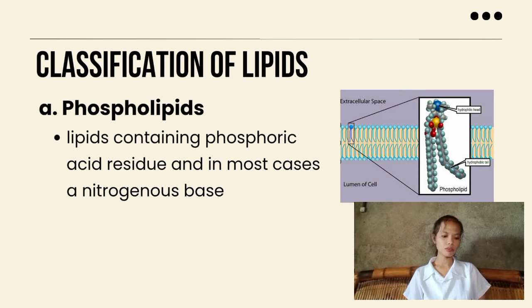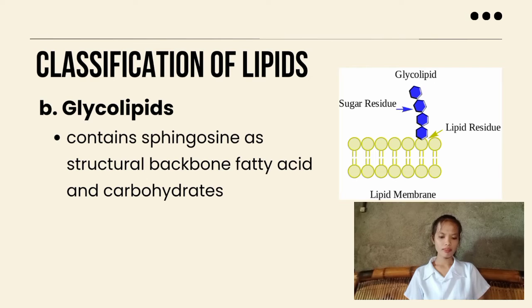Group of polar lipids that consist of two fatty acid and glycerol unit and phosphate group which is esterified to organic molecule such as choline, ethanolamine, and N-acetyl. The next one was the glycolipids. Contains sphingosine as a structural backbone, fatty acid and carbohydrates. This is a lipid with carbohydrate attached with glycosidic bond. As the picture shows, there is sugar residue and lipid residue, and there is glycolipid on the top of the lipid membrane.